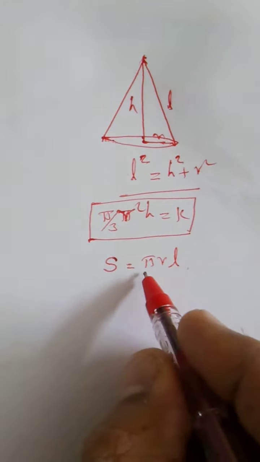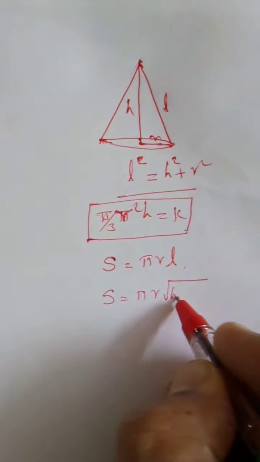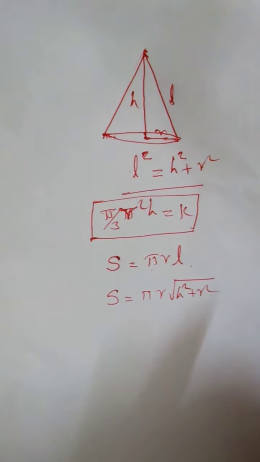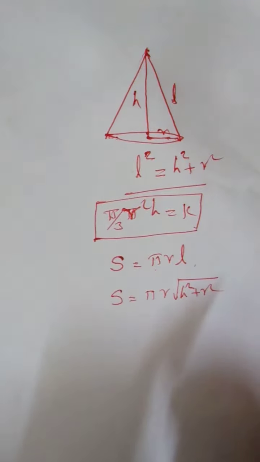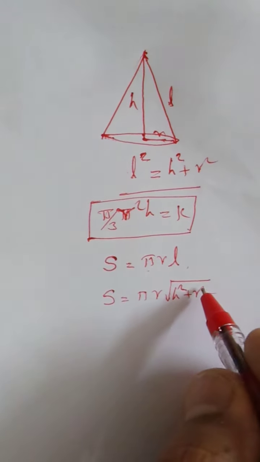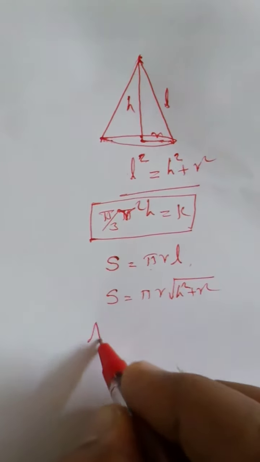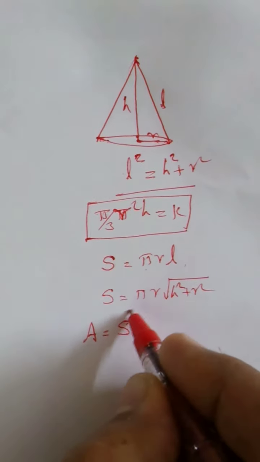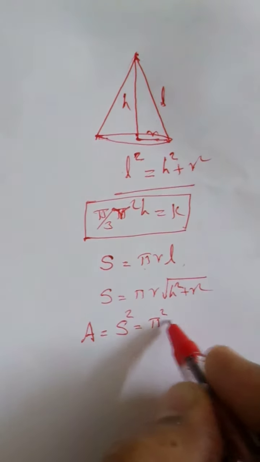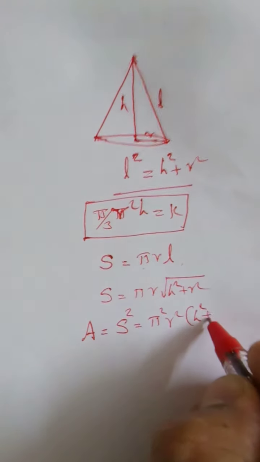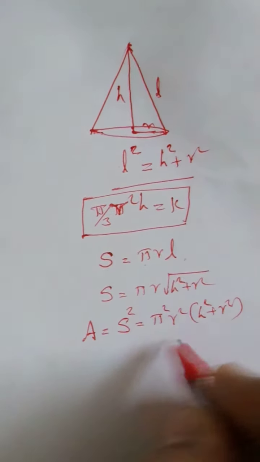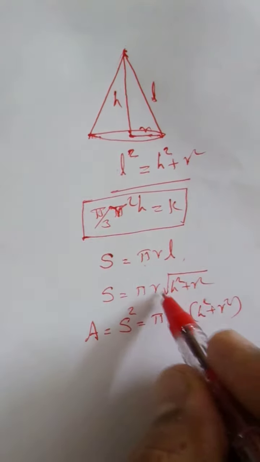So S is equal to pi r L. What is the relation between L, h and r? So this is pi r into square root of h square plus r square. For differentiation purposes, it's better to have this root eliminated. We can square it, name it as A, the square of the surface, that is pi square r square into h square plus r square. In this way you can easily handle the differentiation instead of handling the root.